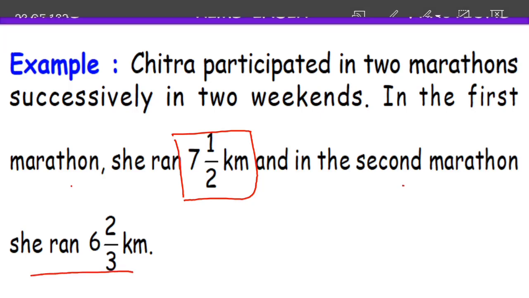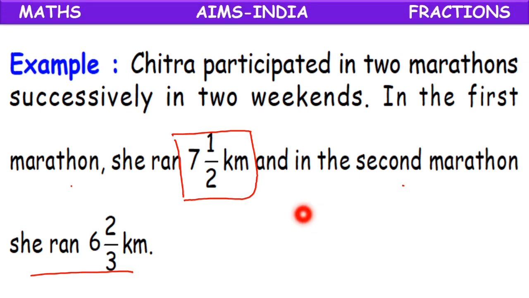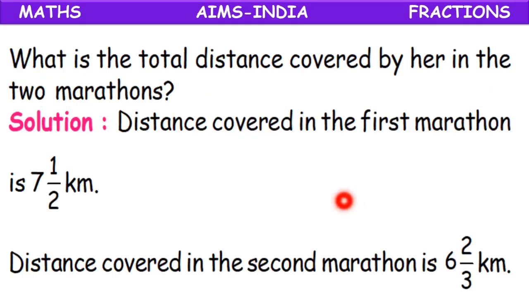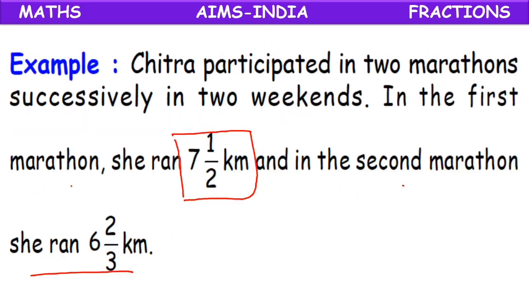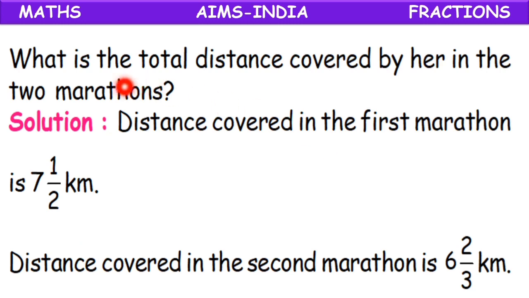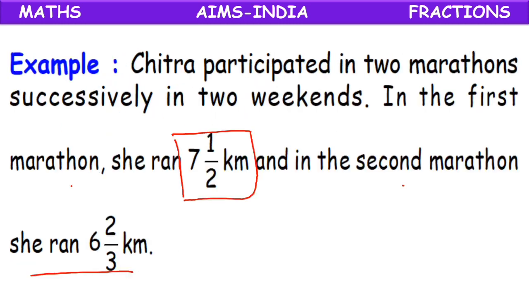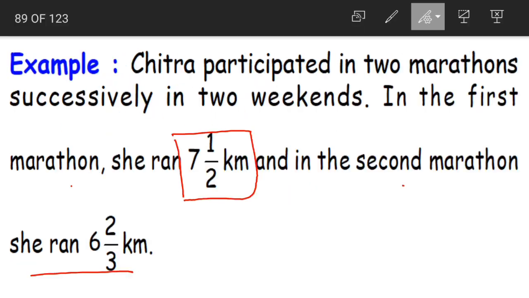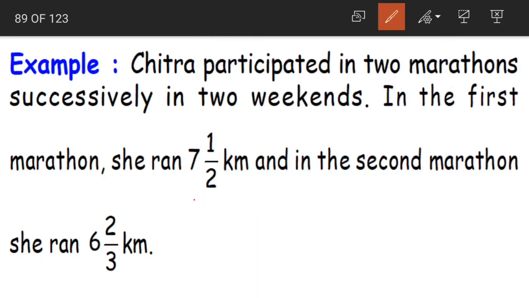Okay children, now what should we find out with this information? We should find out the total distance covered by her in the 2 marathons. What should we find out? The total distance covered. Now see children, if you are not able to understand this question because of the fractions, you can consider it as whole numbers.